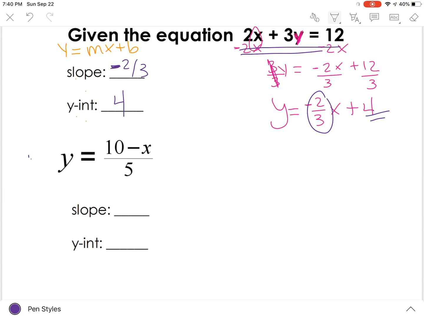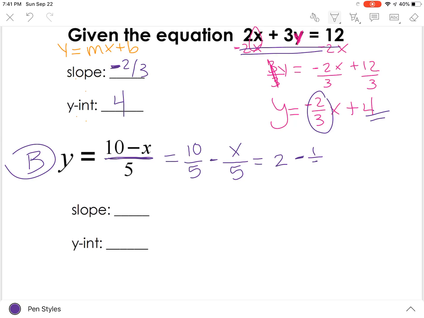Let's take a look at this second one. We'll call it letter B. y equals 10 minus x divided by 5. Well, we do have our y equals, but let's split this up into two distinct terms. Since we're dividing by 5, we can just pull this apart into two fractions. So we could write it as 10 divided by 5 minus x divided by 5. Well, 10 divided by 5 is 2, and negative x over 5 we could write as negative 1/5 times x.